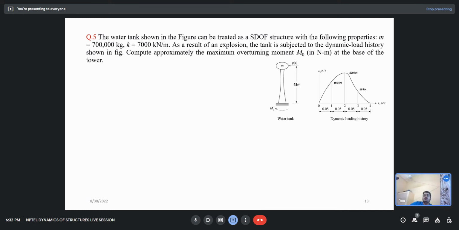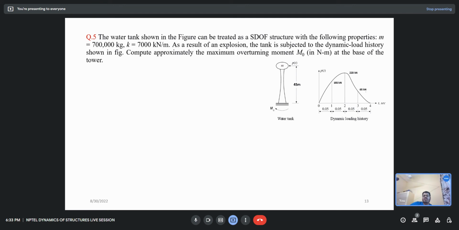We have a question: a water tank is given, with a mass of 700,000 kilogram and a stiffness of 7,000 kilonewton per meter. The height of the tank is 45 meter, and it is subjected to a dynamic loading given in this figure, pt versus t. We have to find the maximum overturning moment at the base of the tower. You have the loading and the general properties of the water tank, so you simply have to find the response.